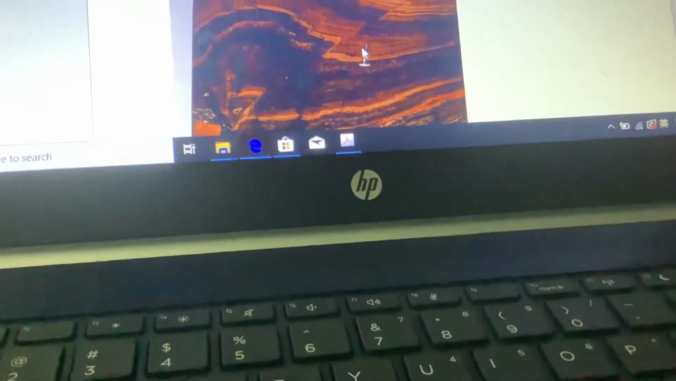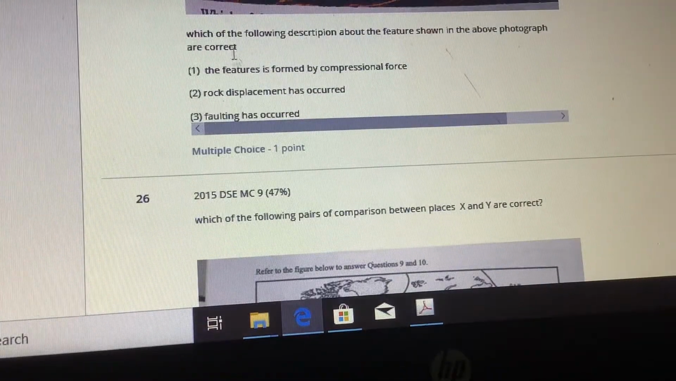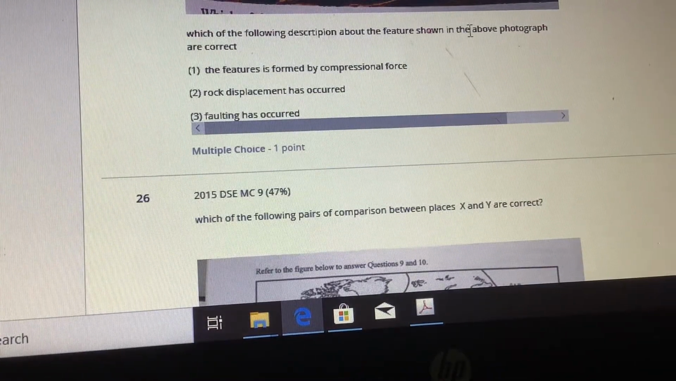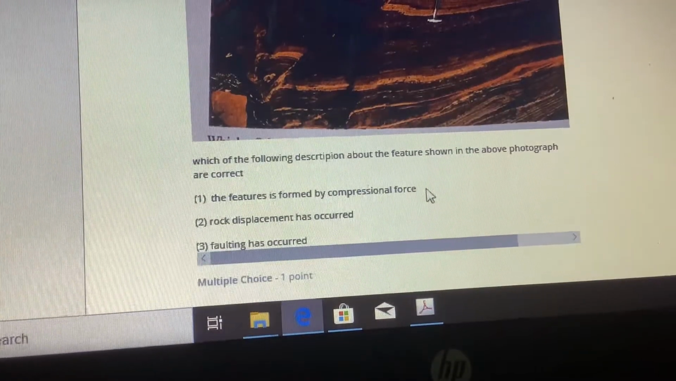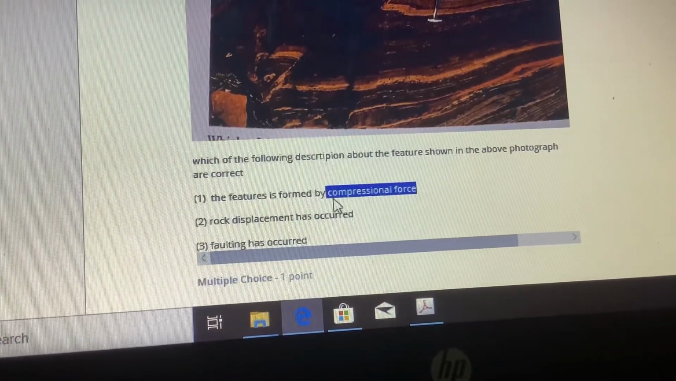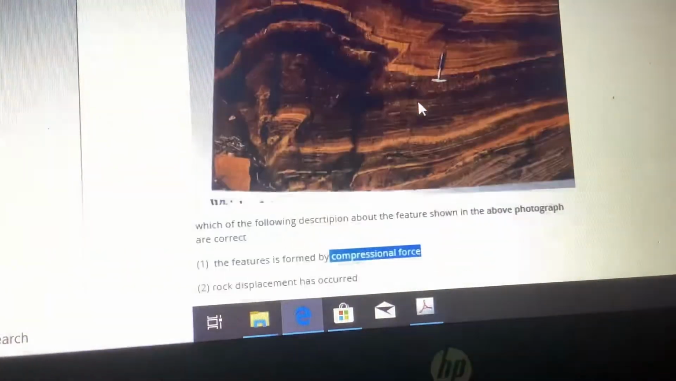What is this? Folding. Okay. No doubt this is folding, right? So folding, what will happen? Which of the following descriptions about the above photograph is correct? The feature is formed by the compressional force. Folding is only caused by compressional force. Tensional force and lateral force will not cause it. Rock displacement occurs. What is rock displacement?